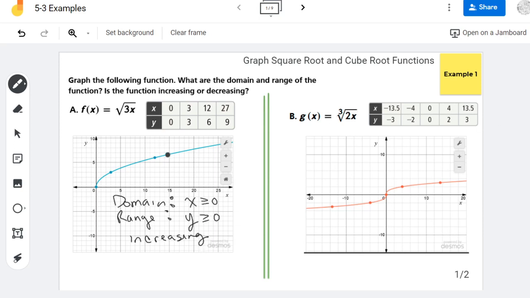And that kind of makes sense, right? The bigger of a square root that you're taking, the bigger the number comes out, right? The same thing works with cube roots. The bigger number you're taking a cube root for, the bigger number that comes out.